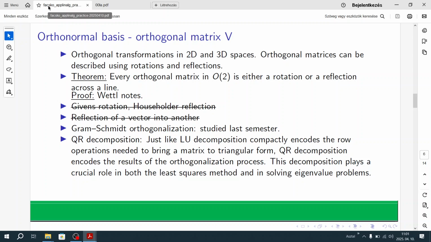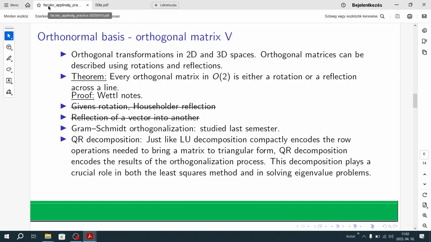This is the same. Do you remember the Gram-Schmidt orthogonalization from last semester? That was the very end, just before the eigenvalue problem. It's a basic transformation. And it took me 50 minutes to do one.